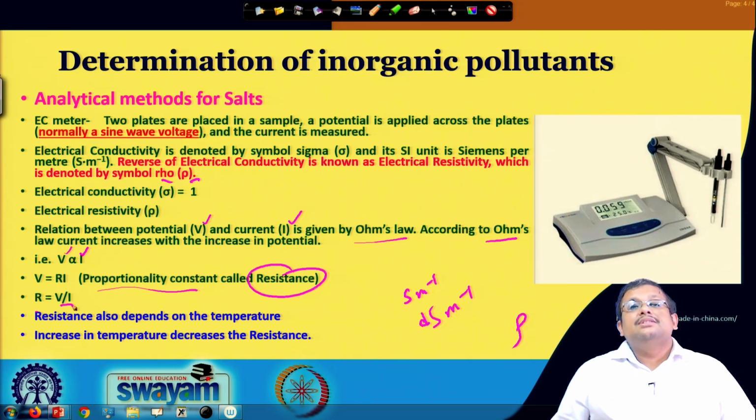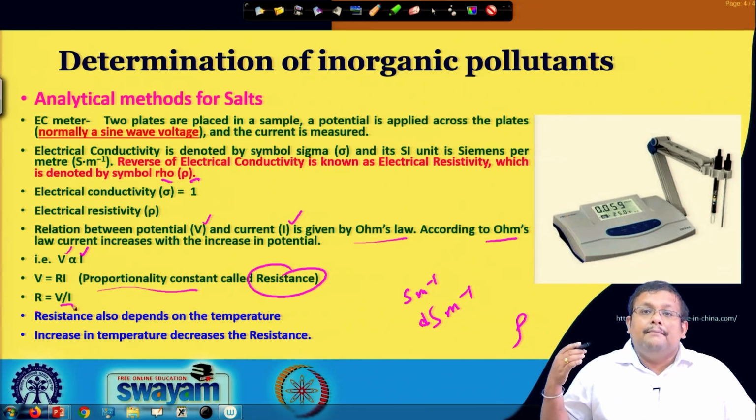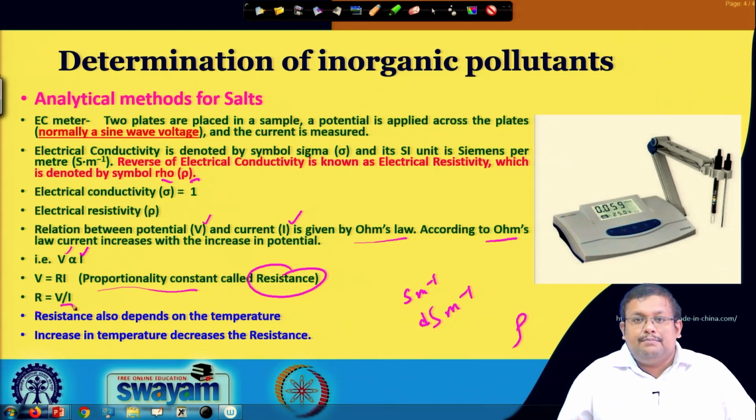Resistance also depends on the temperature, and an increase in temperature decreases the resistance. That is why there is a profound influence of temperature in measuring the electrical conductivity, and this is how we measure the electrical conductivity in the lab. Generally in the lab we use the electrical conductivity meter to measure the conductivity of the soil water solution, and we can measure the electrical conductivity in different ways.